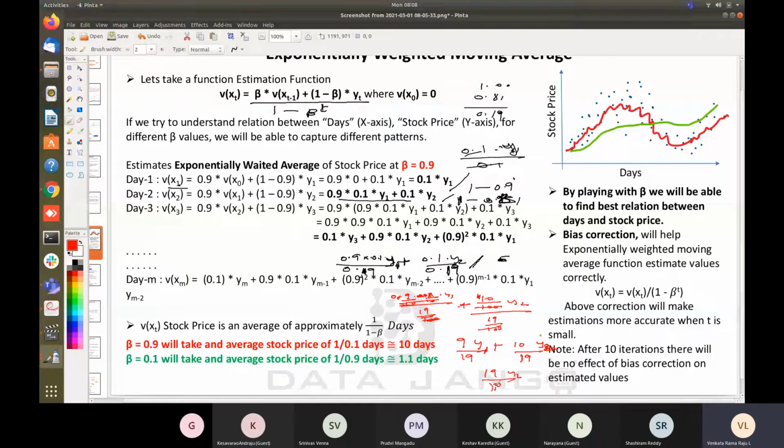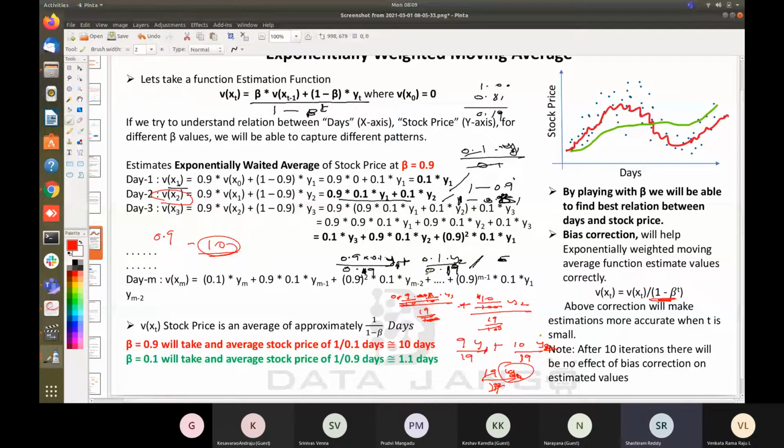By adding this bias correction, the initial steps will get corrected well. The predictions of the initial steps, if you take 0.9, the first 10 steps, are not going to be calculated correctly. But if you use bias correction, the calculation will be correct. Did you get that point? Any questions there?